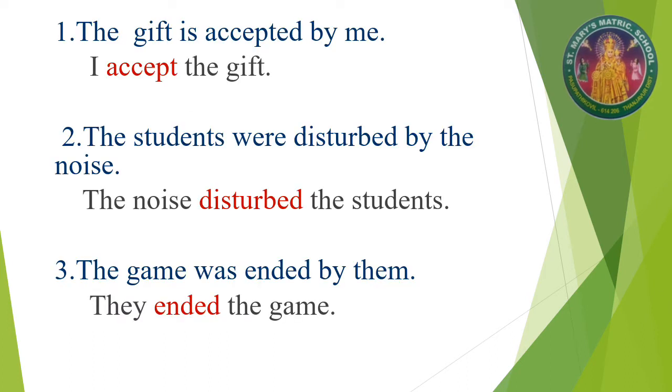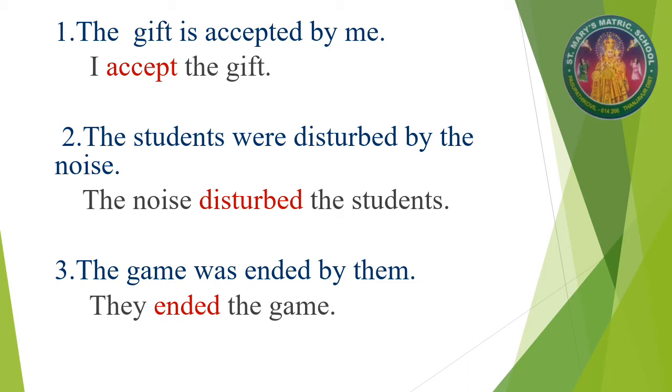See the sentences now. First sentence: the gift is accepted by me. Now split the sentence. The gift is the subject. Is accepted is the tense, and by shows it is a passive voice. Me is the object. Now bring down the object as a subject. Me is the object here, so take the me. Me will be converted into I.